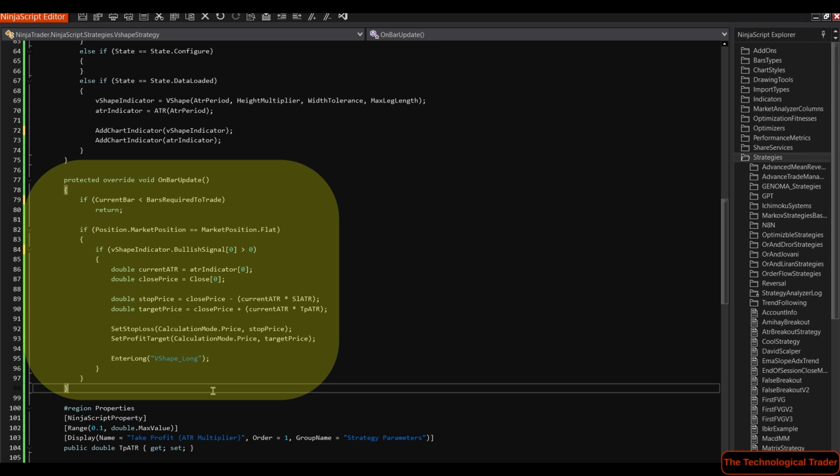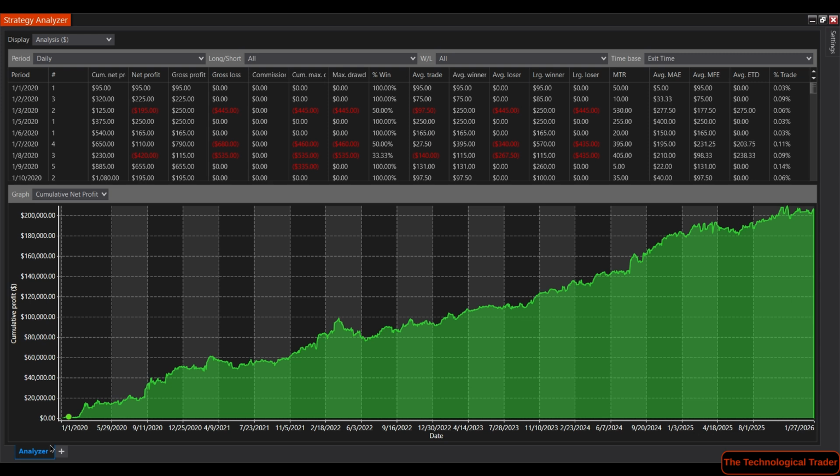It immediately pulls the current ATR value to calculate your risk and reward dynamically. Instead of using a fixed number of points, it sets the stop loss and profit target based on market volatility. For example, the stop price is set at a specific multiple of the ATR below your entry, and the target is set at a multiple above it. Once those levels are calculated and locked in, the command Enter Long is triggered, and the trade is live. This approach ensures that your exit strategy is always in sync with how the market is moving at that exact moment. That brings us to the end of this lesson.